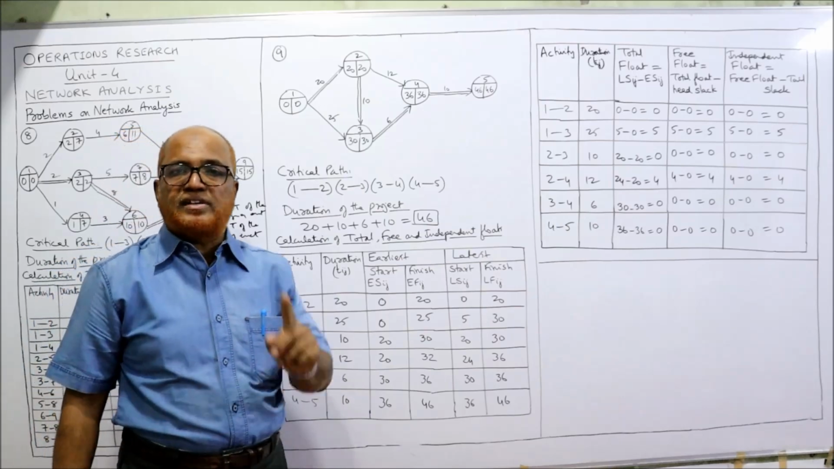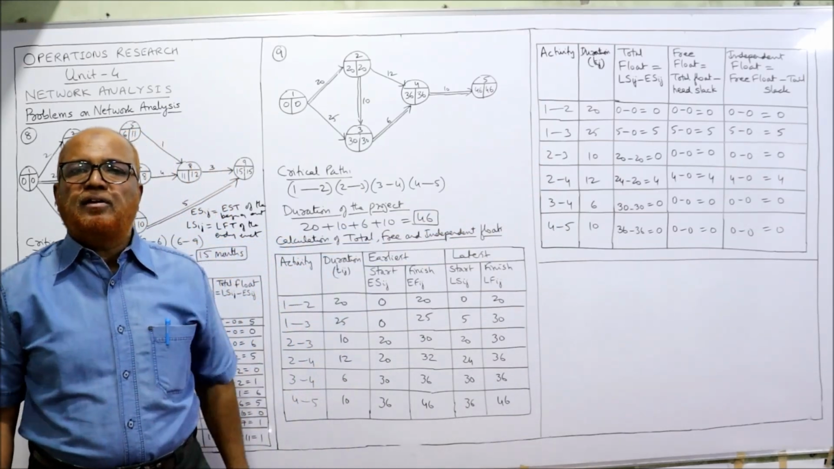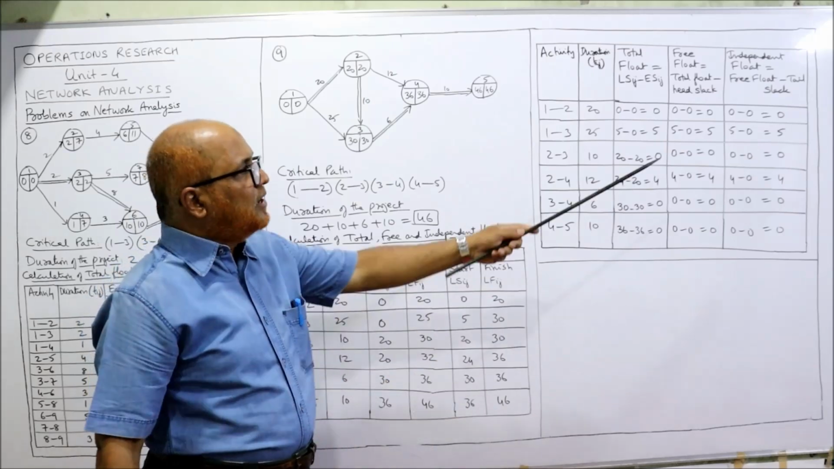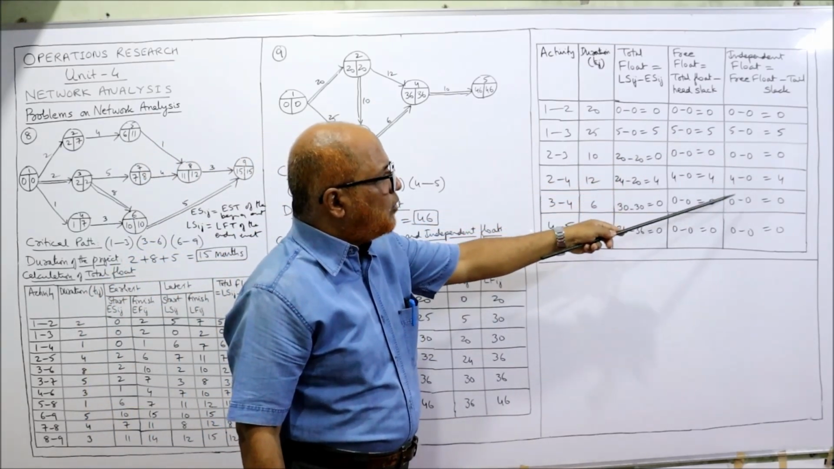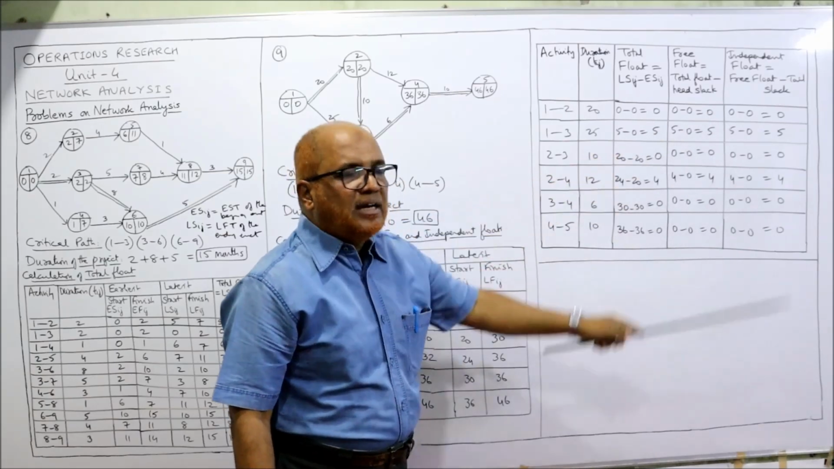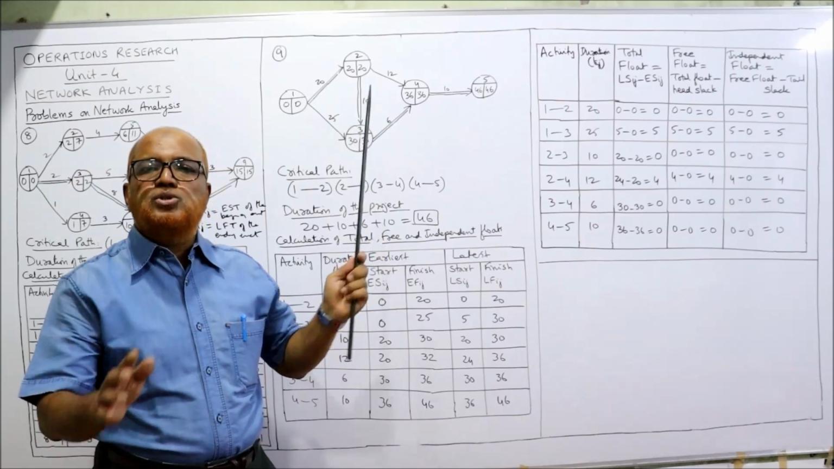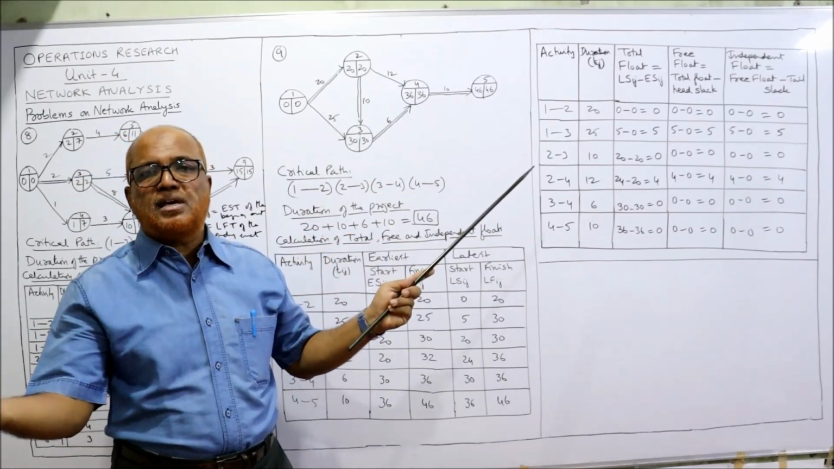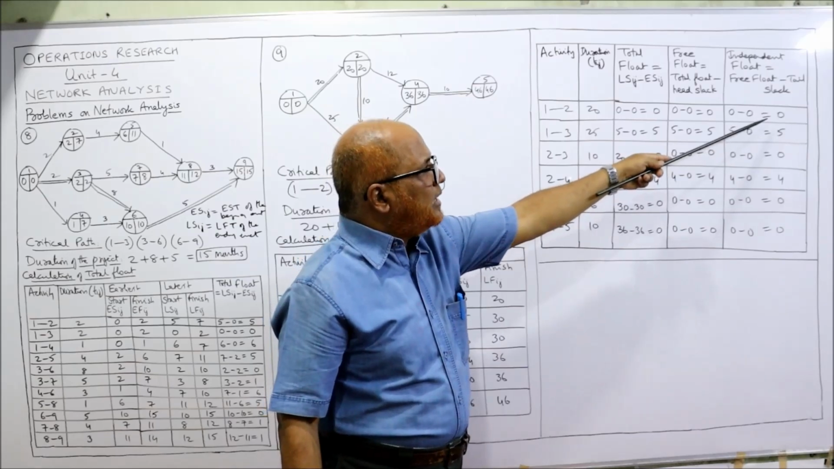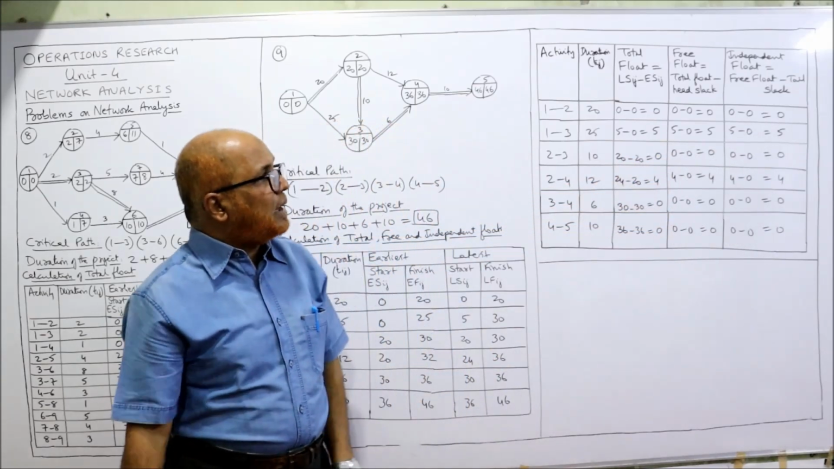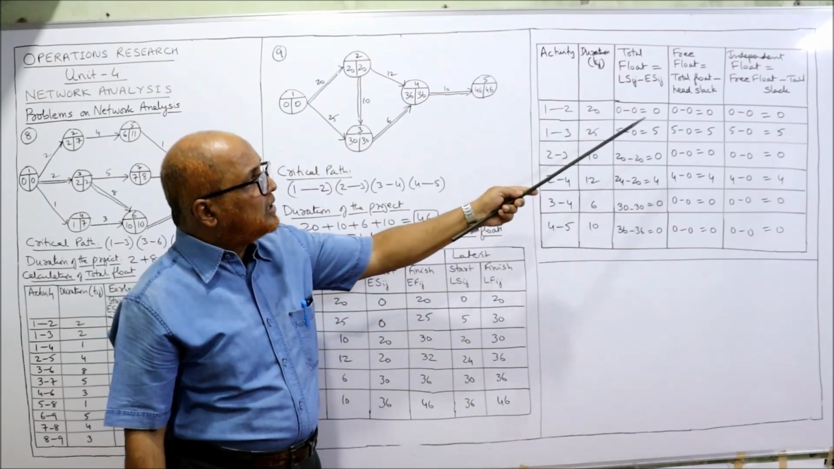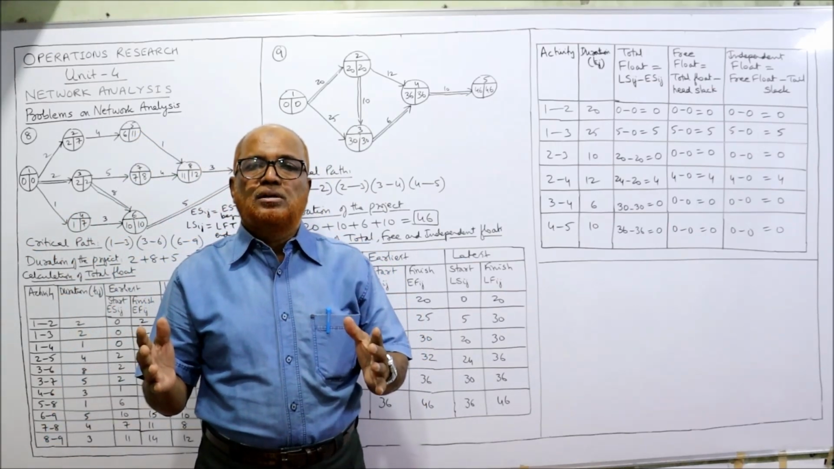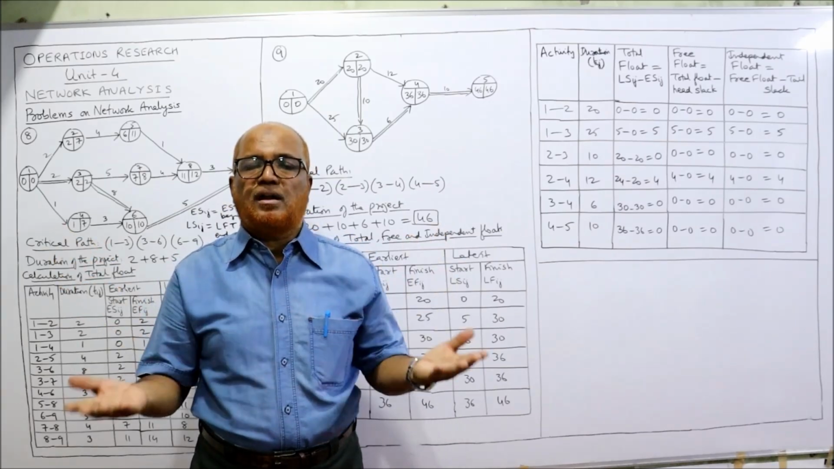Now independent float. First time we are calculating independent float. The formula for independent float is free float minus tail slack. The free float we already got: 0, 5, 0, 4, 0, 0. In this problem, there is no slack in head and no slack in tails, because all EST and LFT values are the same. So again, take all zeros, and the remaining values are 0, 5, 0, 4, 0, 0. So what is happening here? In this problem, total float, free float, independent float, all are the same. Why? Because the EST and LFT values of all events are the same.